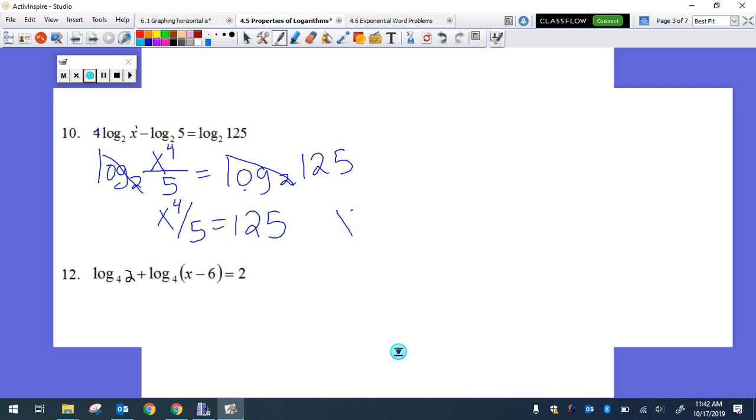So I have x to the 4th equals 625. Remember, to get rid of an exponent, we're going to raise it to the 1/4, both sides. Raise it to the 1/4. So x equals 625 raised to the 1/4, which is 5.